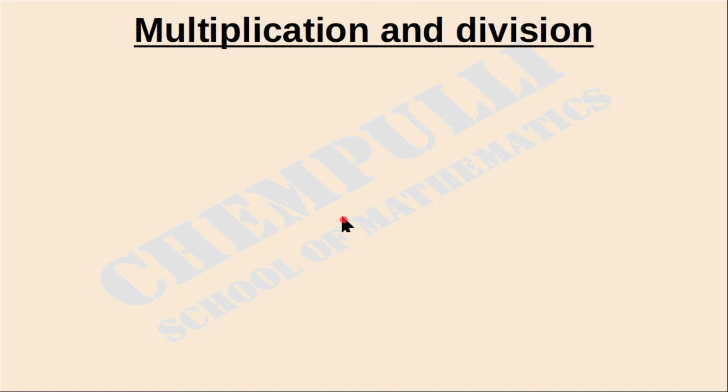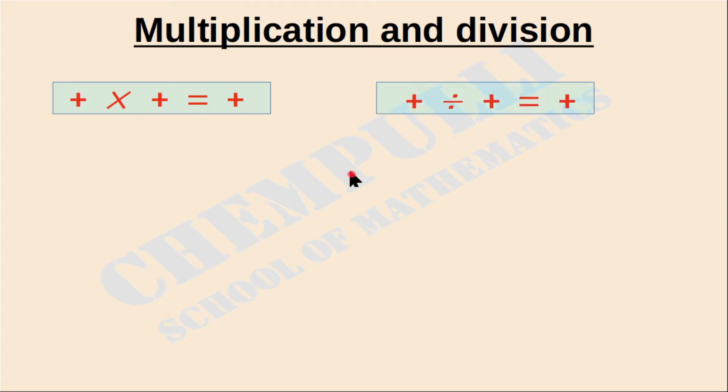Here we are going to learn multiplication and division of integers. First we are going to learn the rule for multiplication and division. If both signs are positive, the sign of the answer is positive. In division too, if both signs are positive, you will get a positive answer.